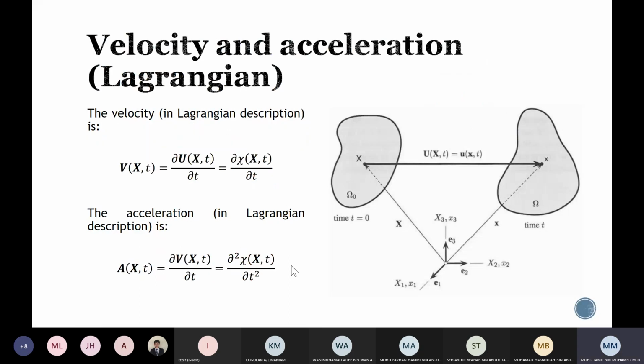So that one is still in the Lagrangian description. Now we can find the velocity and acceleration. We have the displacement, then we can find the velocity and acceleration. To find the velocity, you just differentiate the displacement with respect to time. And then to find the acceleration, you just differentiate the velocity with respect to time. Okay, simple. First you need to find the displacement, then you can find the velocity and acceleration. So these are in Lagrangian. Whenever you see a big capital letter, it means that it's in Lagrangian.